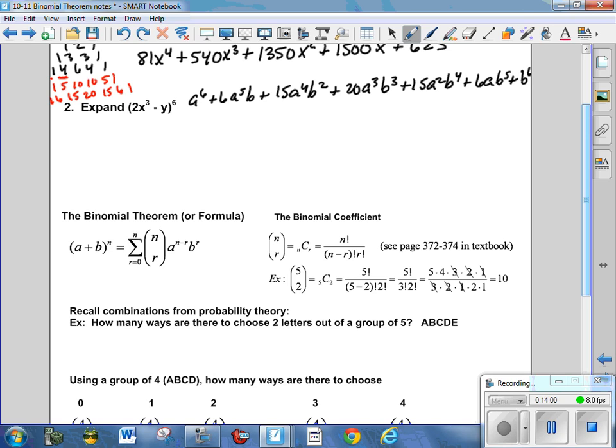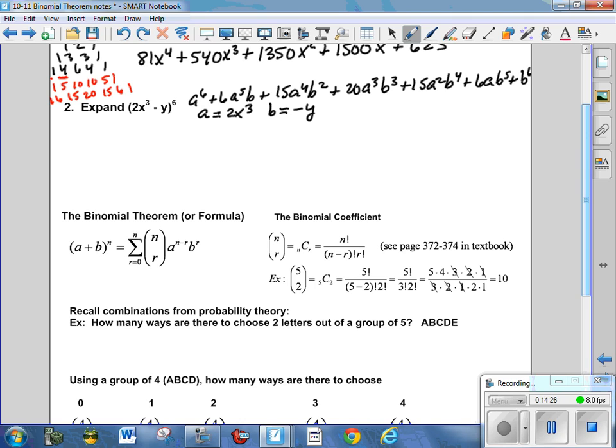Okay, in this case, this is a little trickier because our A is equal to 2x cubed and our B is equal to, get this, negative y. Ooh, which means we're going to have alternating signs in our final result because if negative y is raised to an odd power, it's going to stay negative. Okay, so let's start plugging things in.